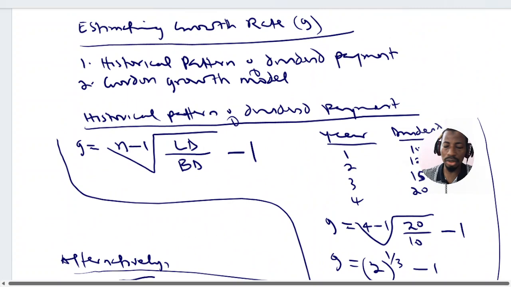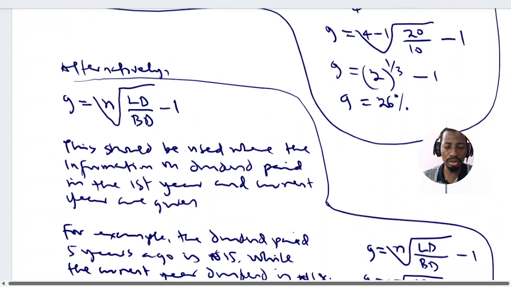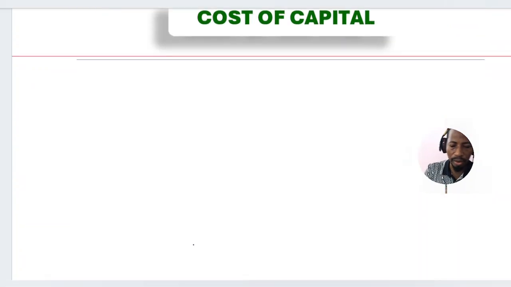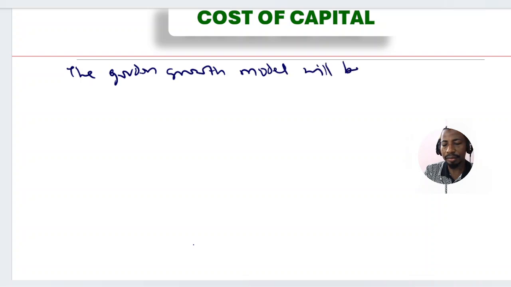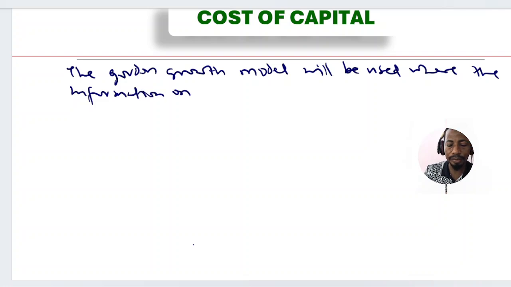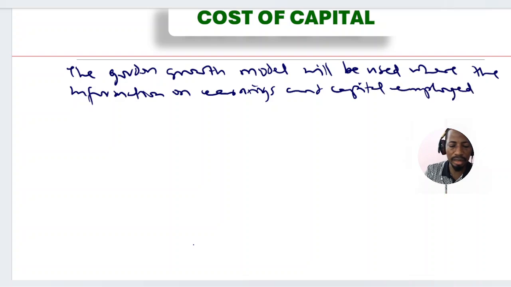So the second one is the Gordon growth model. The Gordon growth model will be used where the information on earnings and capital employed is given. So whenever you are given information on earnings and capital employed, then you are supposed to use the Gordon growth model to compute the growth rate.